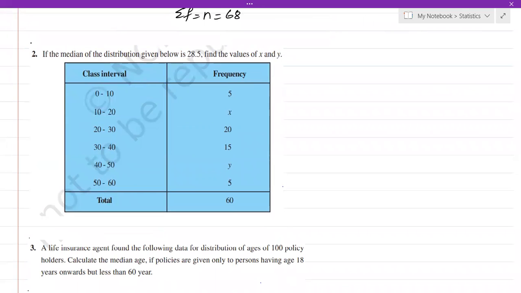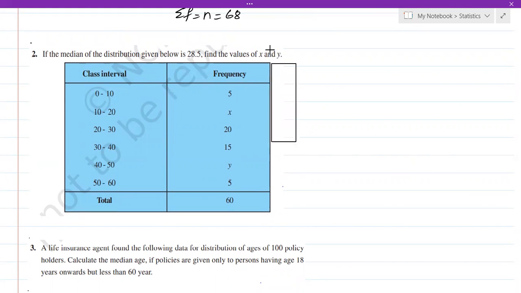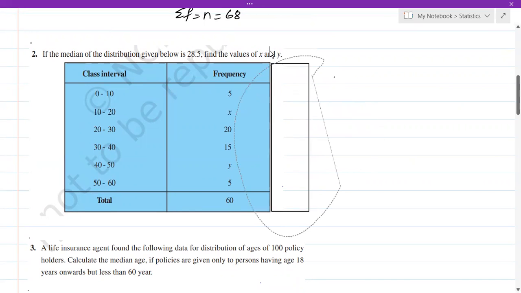In the next question, if you observe carefully, the median is given. The median of the following distribution is 28.5. So median is given. What we have to find is the missing values x and y. Now same thing, let's find the cumulative frequency first. So let's find the CF once again. So this will be our CF column.